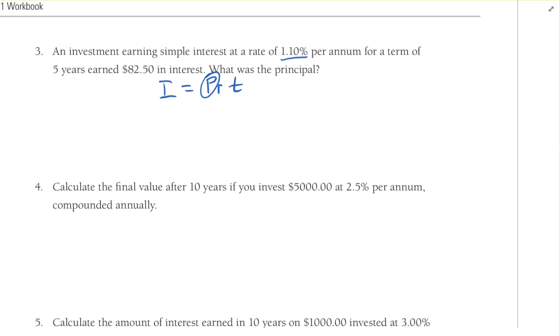The other thing I'd maybe remind you of is that our rate needs to be as a percent as well. So you need to rearrange this equation to solve for P. I'd recommend putting your numbers in first, maybe multiply your rate and your time so you get one number, and then get it over to the other side. So go ahead and answer number three now.